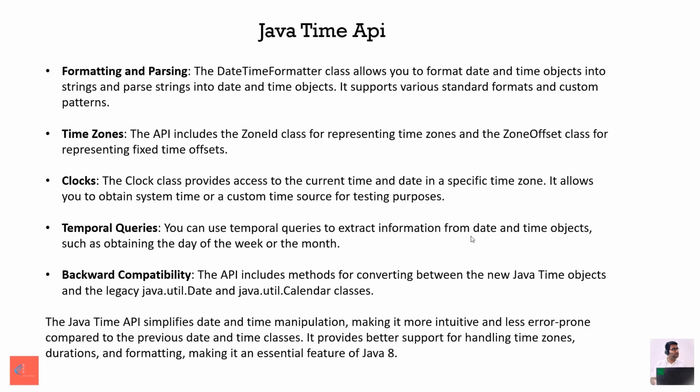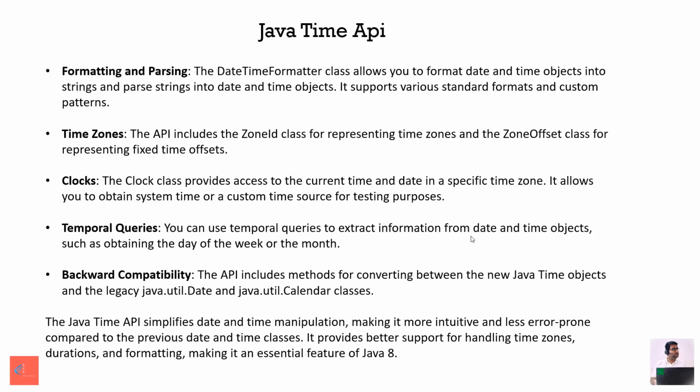The time zone API includes the ZoneId class for representing time zones and the ZoneOffset class for representing fixed time offsets. The Clock class provides access to the current time and date in a specific time zone. It allows you to obtain the system time or a custom time source for testing purposes. You can use temporal queries to extract information from date and time objects, such as obtaining the day of the week or the month. The Java Time API includes methods for converting between the new Java time objects and the legacy util.Date and util.Calendar classes.